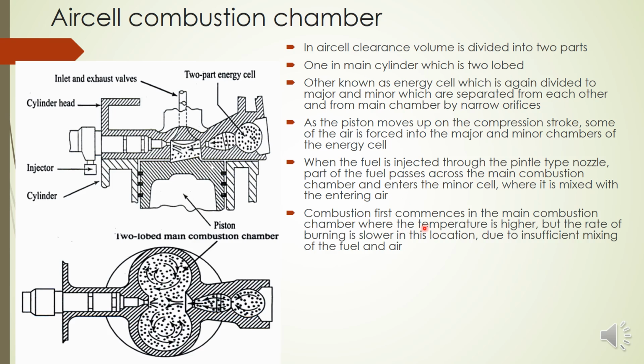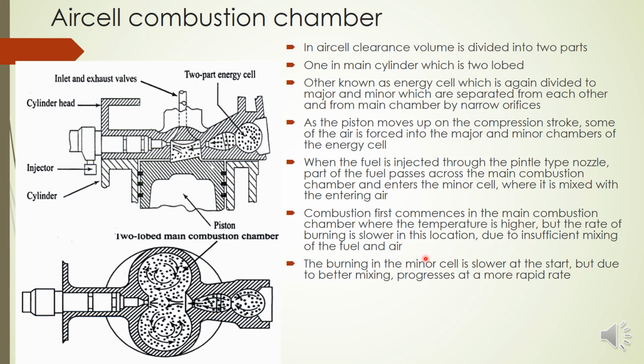During the initial stages of combustion, when combustion commences, the main combustion chamber temperature is higher, but the rate of burning is lower because of insufficient mixing of fuel and air. So initially some combustion takes place in the main chamber, but at a very slow rate because there is no swirl in the main combustion chamber. And the burning in the minor cell is initially slower but becomes more and more rapid with better mixing.